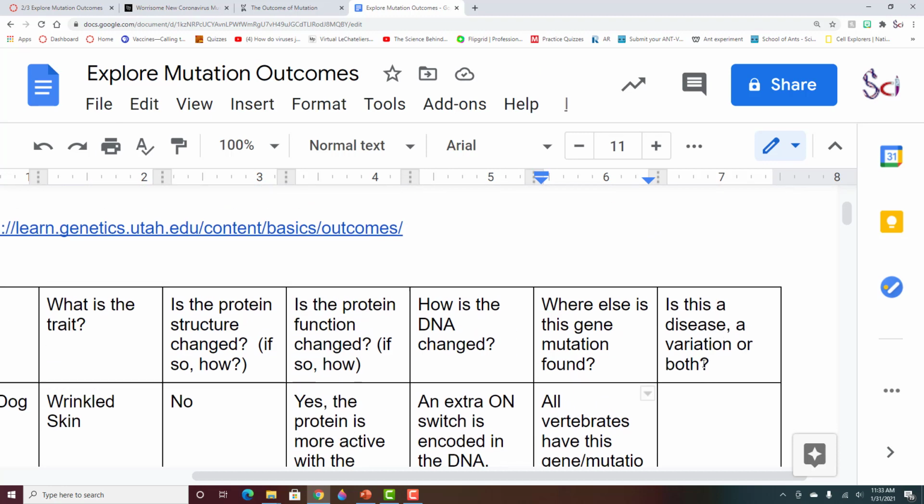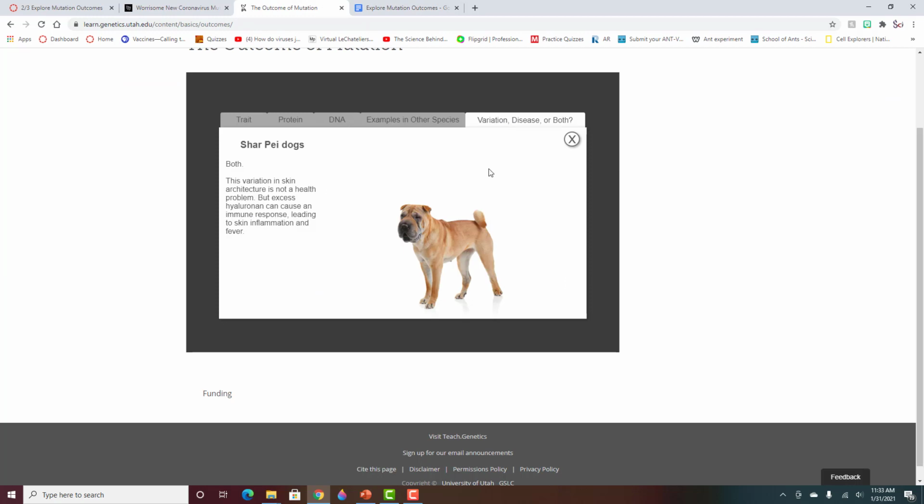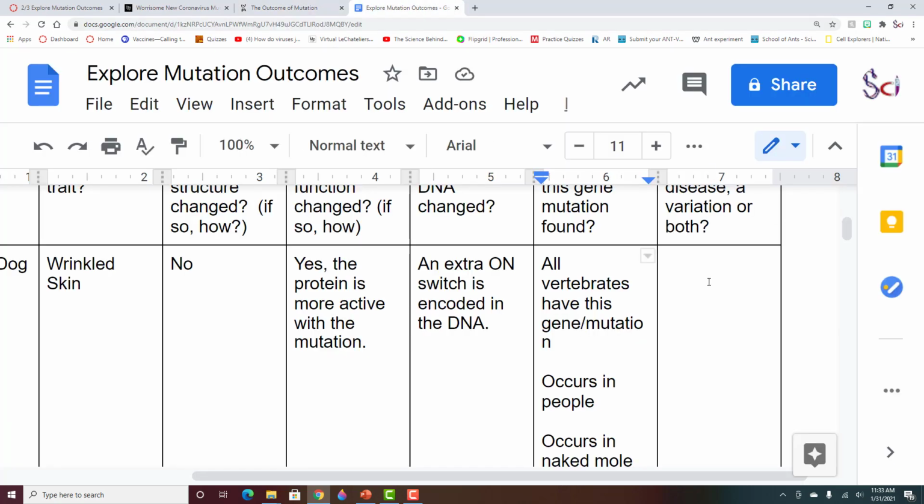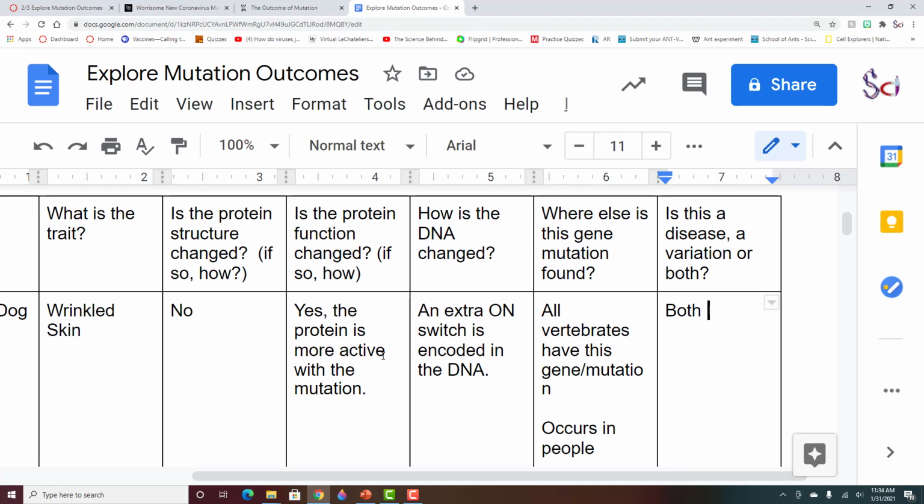And then, is it a disease or a variation or both? So again, go back here, there's another tab for that. So is this a disease or a variation or both? And the answer is both. This is a variation in skin architecture, so that's not a health problem. It's just a change in skin. But if you have too much hyaluron, it can cause an immune response, and the skin can get inflamed and you can get a fever. So there's the disease part there. So this could actually be both. It's just a variation that leads to more wrinkly skin, but it also could be a variation that could cause some sort of immune inflammatory response, and that could cause a problem in the body.